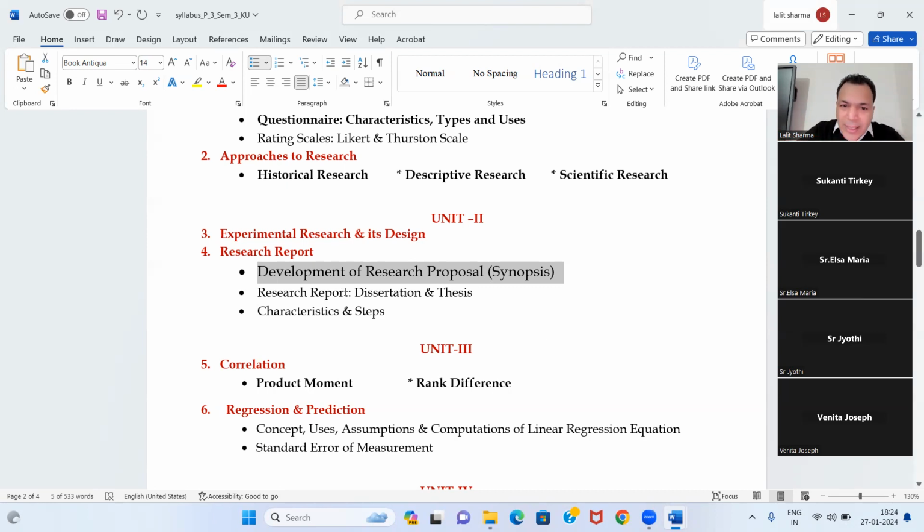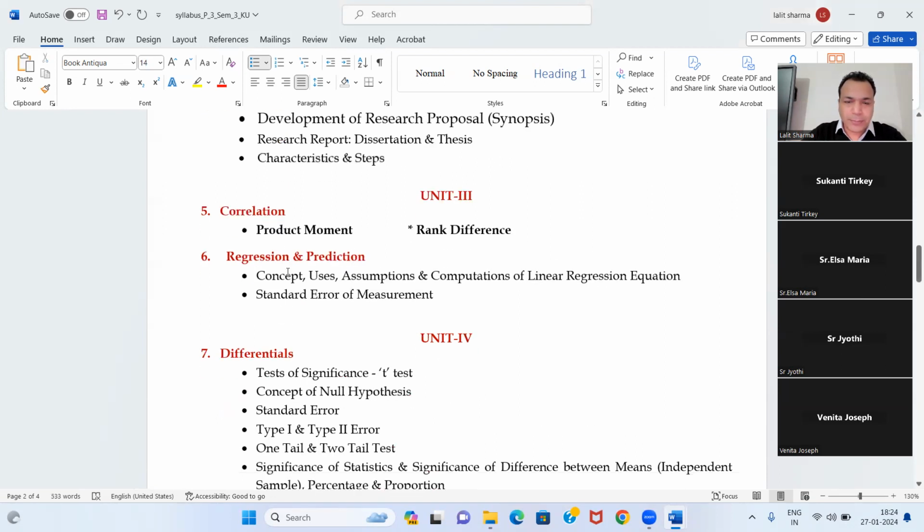Now, research report. The new thing is research report. We will understand the difference between research proposal and research report, then characteristics and steps. And now we talk about unit 3.